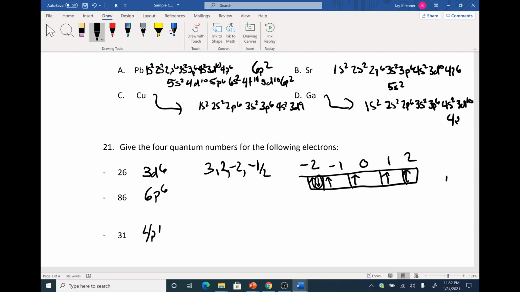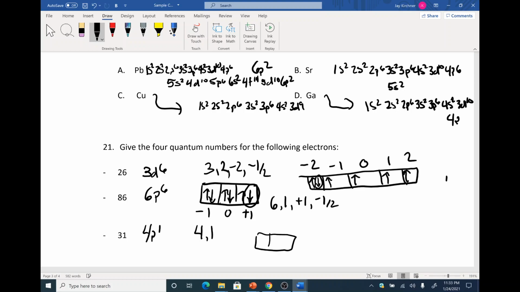6p6, P is a 1, so I got orbitals -1, 0, and +1. I got 6 electrons though, so 1, 2, 3 are up, next 3 are down, and I'm the last electron, this one. So I am 6, I'm 1, I'm +1, and I'm -1/2. Finally, 4p1 is 4 and 1. My p's are the same as before, but I'm only going to put in 1 electron. So I'm in the -1 orbital, and I'm pointed up.